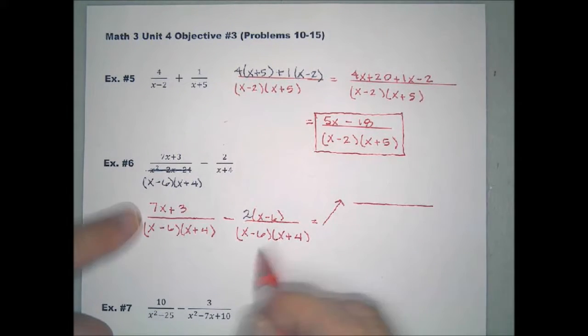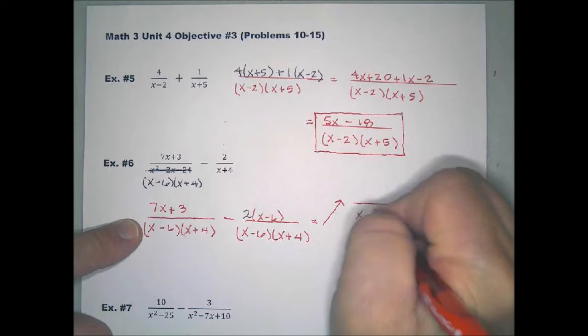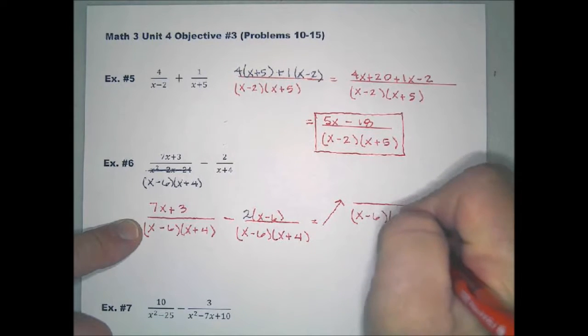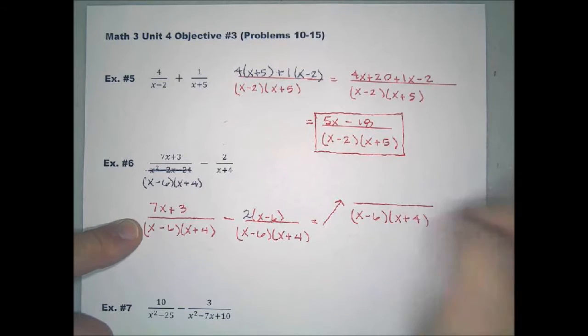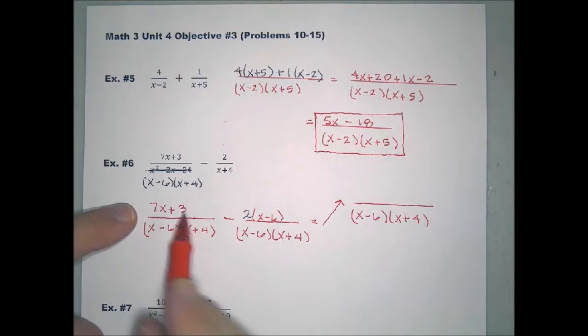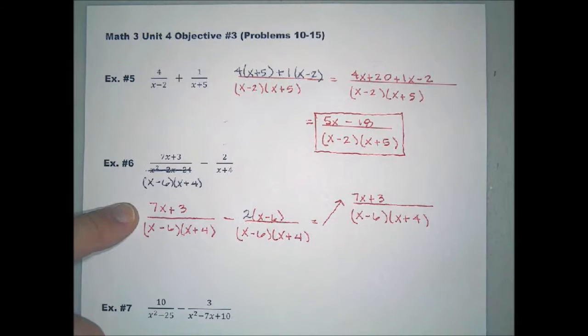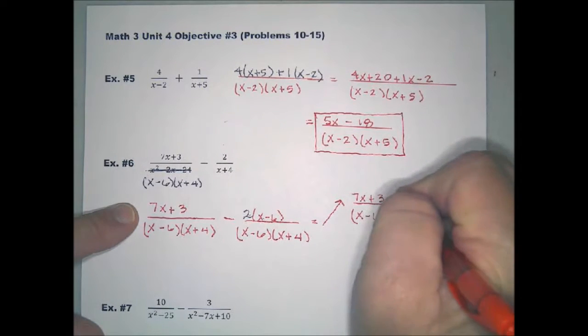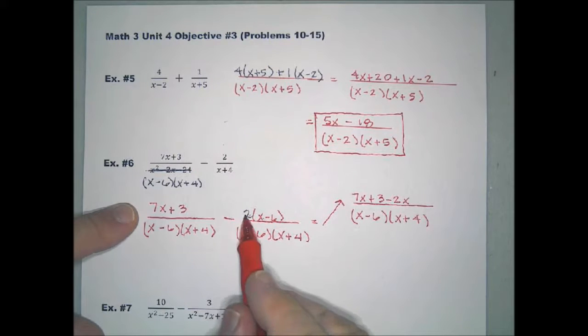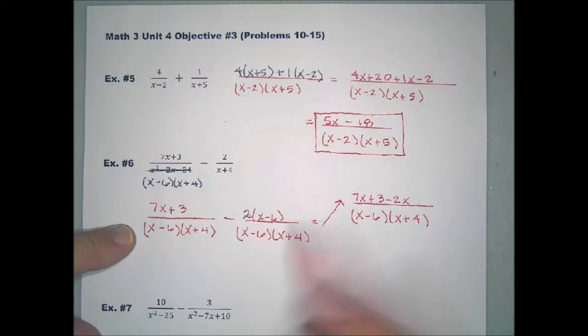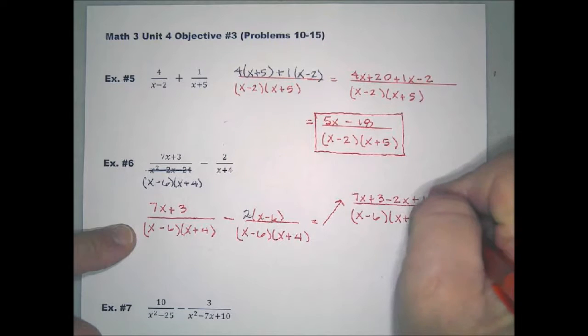So I know the common denominator is going to be x minus 6 times x plus 4. The big question is, what's the numerator? It's 7x plus 3. Now here's where that subtraction sign needs to be distributed. Think of this as a negative 2 being multiplied by this. So negative 2x, but then when negative 2 is distributed to minus 6, it makes plus 12.